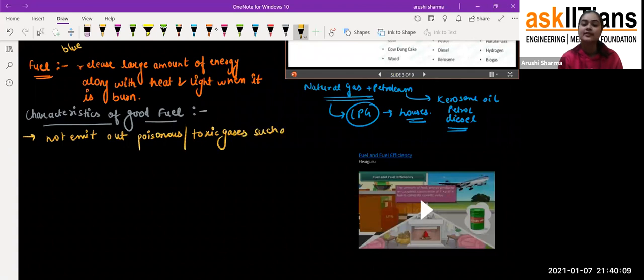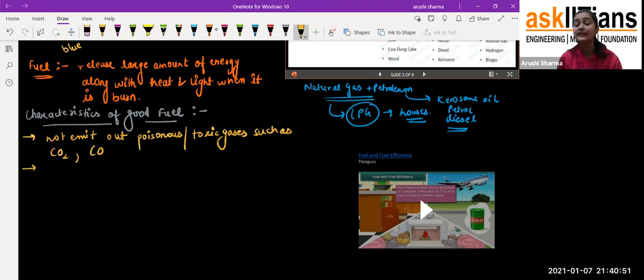such as carbon dioxide. See students, carbon dioxide is not poisonous in nature, but if it is available in our atmosphere in a very large amount as compared to oxygen, we are inhaling it, and we release carbon dioxide and inhale oxygen. We are not getting oxygen at that point, so you can imagine that. So carbon dioxide is not poisonous, and carbon monoxide is poisonous in nature. That's the characteristic of a good fuel, that it should not emit such poisonous or toxic gases.